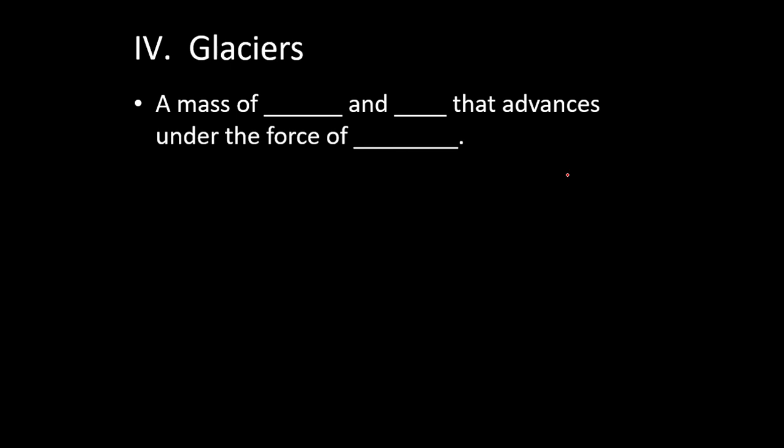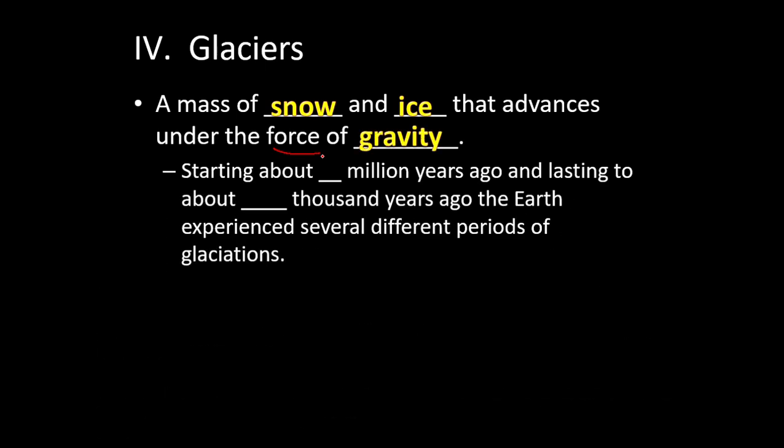A glacier is a large mass of snow and ice that advances under a force, and the only force that we talk about is gravity. So, with glaciers, you get snow, you get rain, you get ice that builds up on the top of a mountain, and it slowly is pulled down by gravity and it creeps forward.